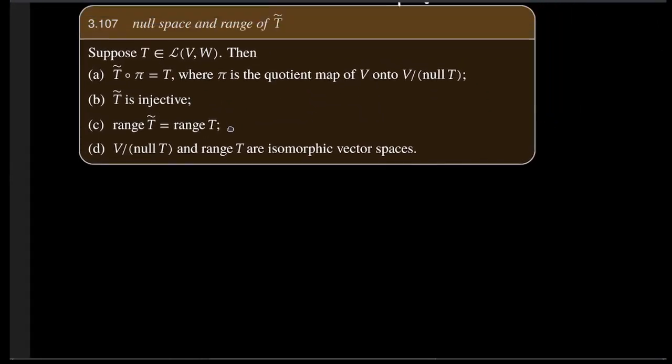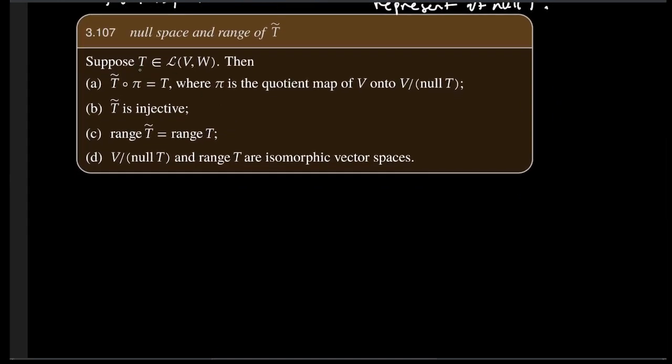So here's why we care about this guy. If T is a linear map from V to W, then we're going to prove some facts. First off, T tilde composed with the quotient map is just T. That is, you can factor T as T tilde and a quotient. T tilde is injective. The range of T tilde is the same as the range of T. And this says, finally, that V quotient by null T is isomorphic to the range of T.